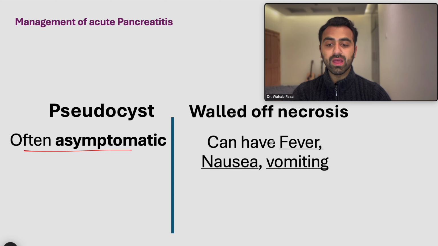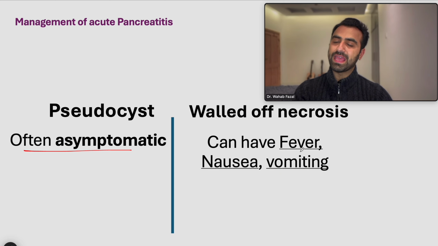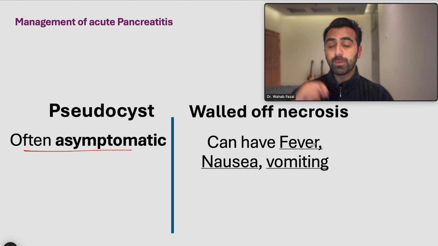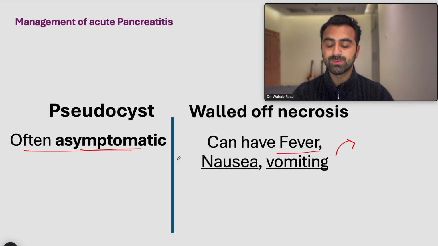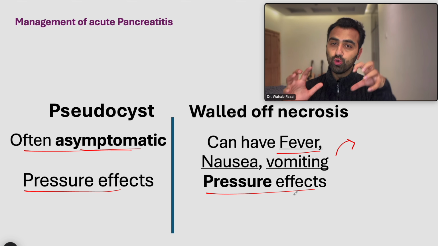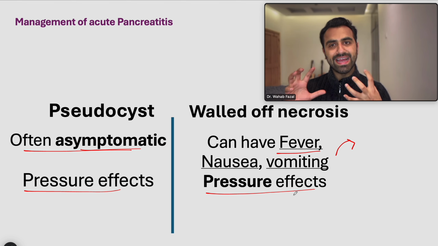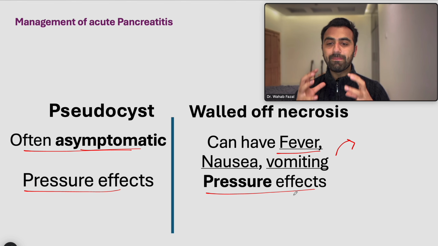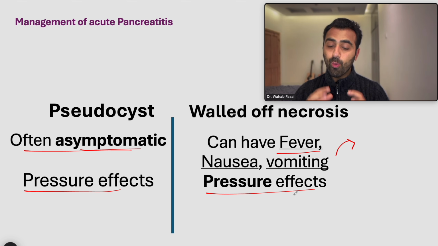A patient with walled-off necrosis can also be asymptomatic, but a lot of the times, for the purposes of your questions and whenever you see it on the ward, the patient might report fever, nausea, and vomiting. But of course, they can also be asymptomatic. It's not just that the pseudocyst will be asymptomatic. And in both of these, you might have pressure effects. What are pressure effects? Basically, there is this huge ball of tissue that is now lying inside the pancreas. What might that cause?